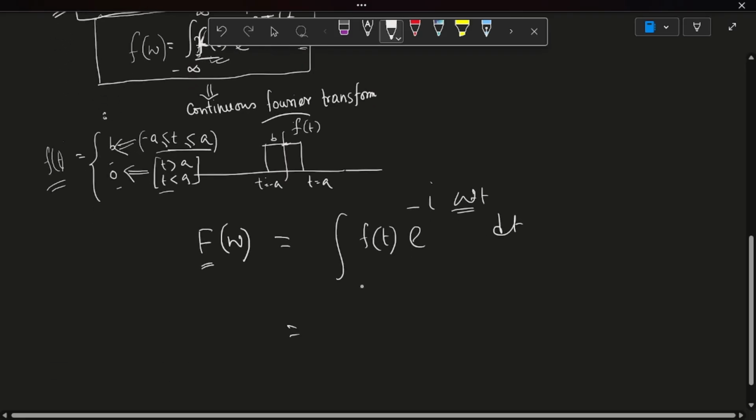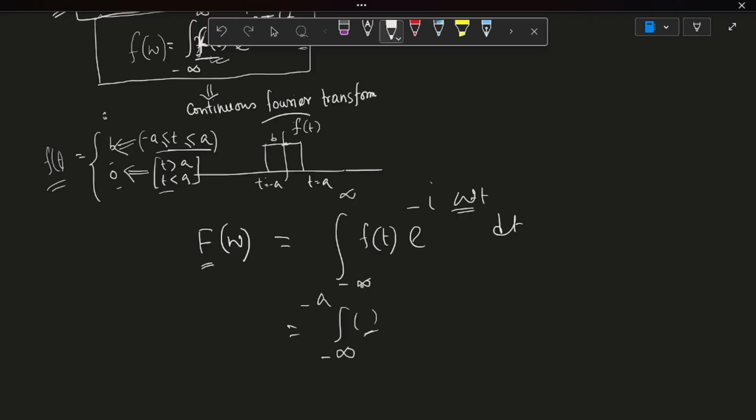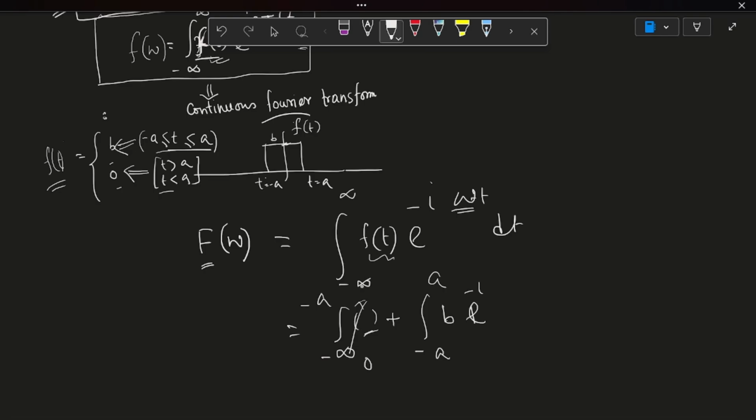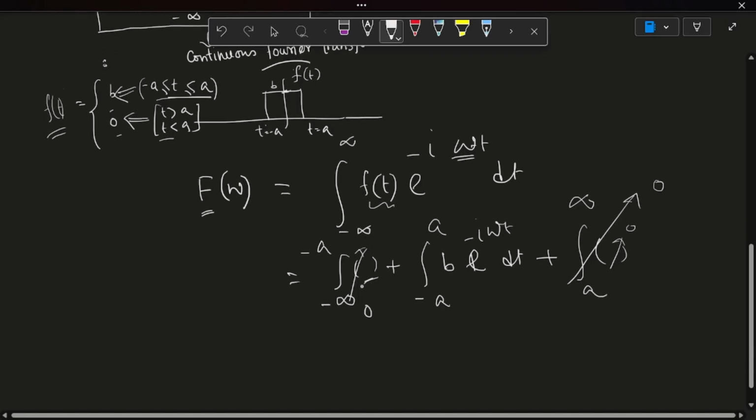So the limit is from minus infinity to infinity. But now I will change the limit. From minus infinity to minus a, the function value is 0, so this term will give you 0. Then you have minus a to a, and in this range your f of t is b, so here it will be b, and you have e to the power minus i omega t dt. After that you have the limit from a to infinity, but for t greater than a, again our functional form is 0. So this term will again give me 0. So essentially we are left with one term.